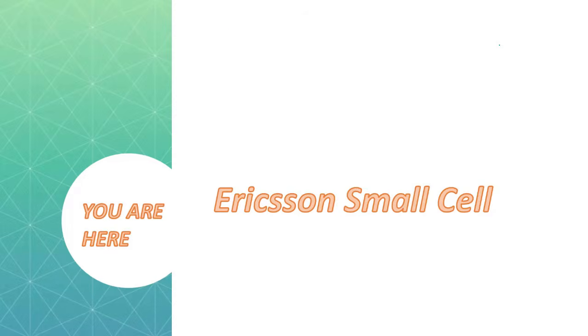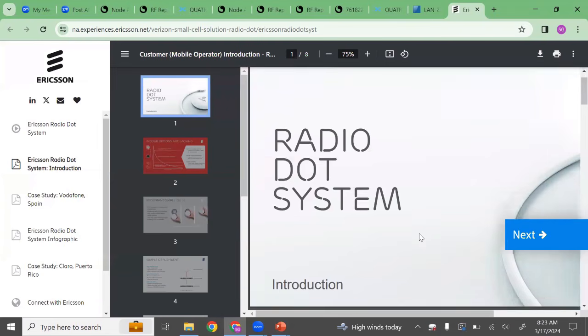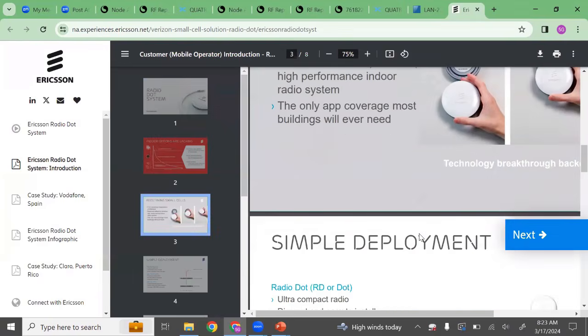Our next topic will be the Ericsson small cell. The details of Ericsson small cells are available online. If you go to these websites, for example, if I go to this website, you can see all the details of the radio dot system of Ericsson, right?